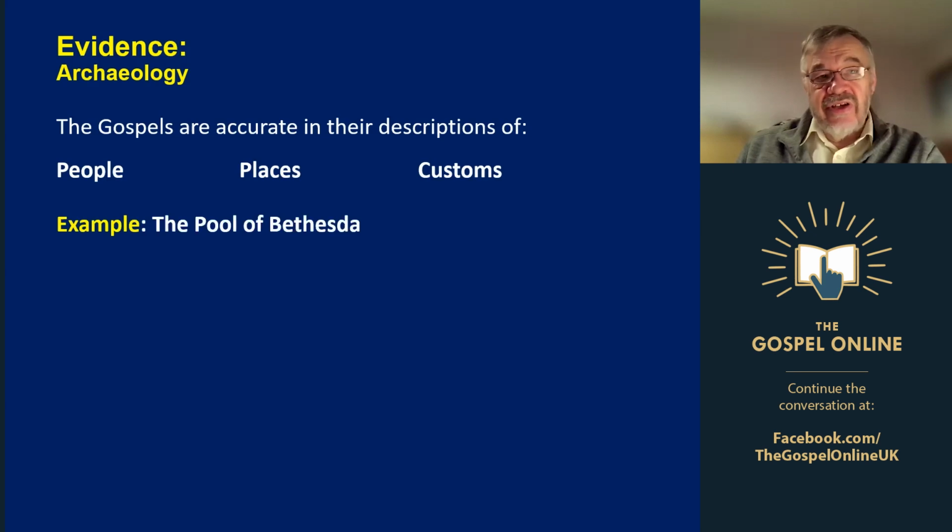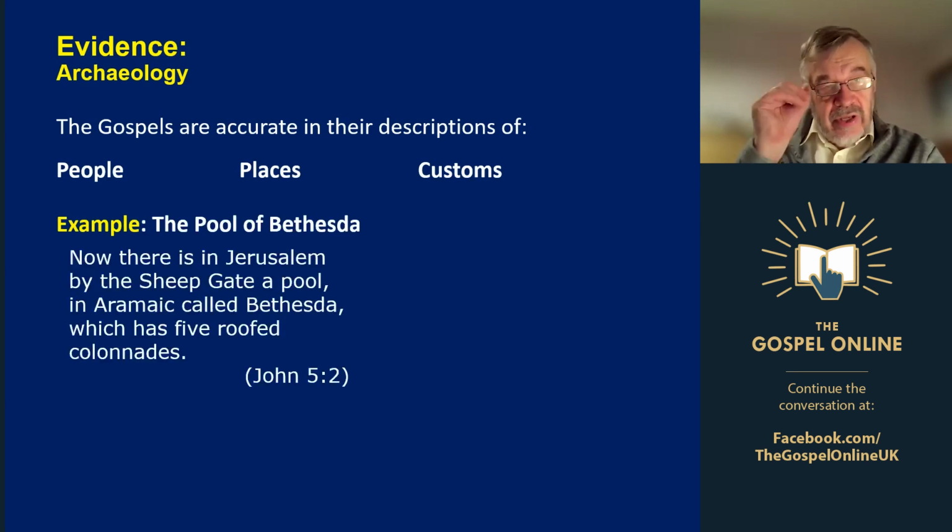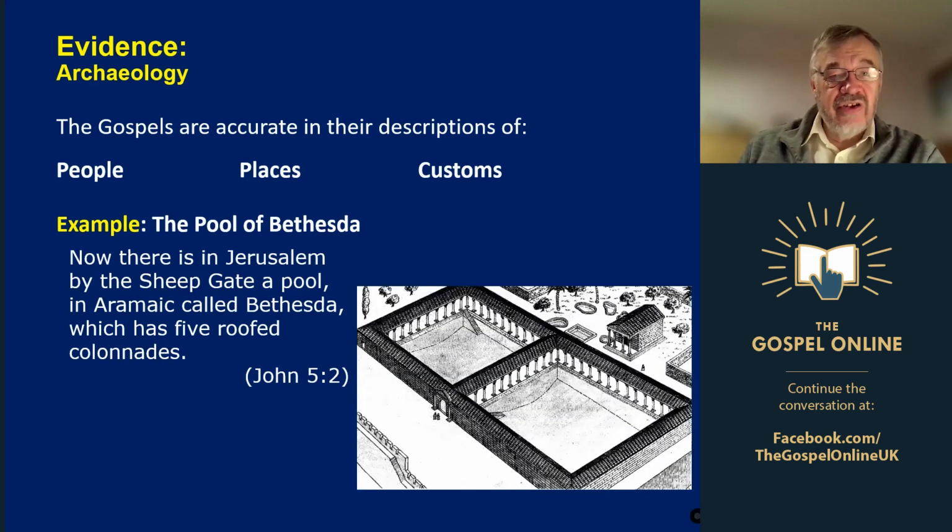And I've got an example, a description of the pool of Bethesda. There we go. In the Gospel of John, it says, "There is in Jerusalem by the sheep gate a pool, which in Aramaic is called Bethesda, which has 5 roofed colonnades." So it's got a detail. First of all, it says it's in Jerusalem, it's by the sheep gate, and then it says that it has 5 roofed colonnades.